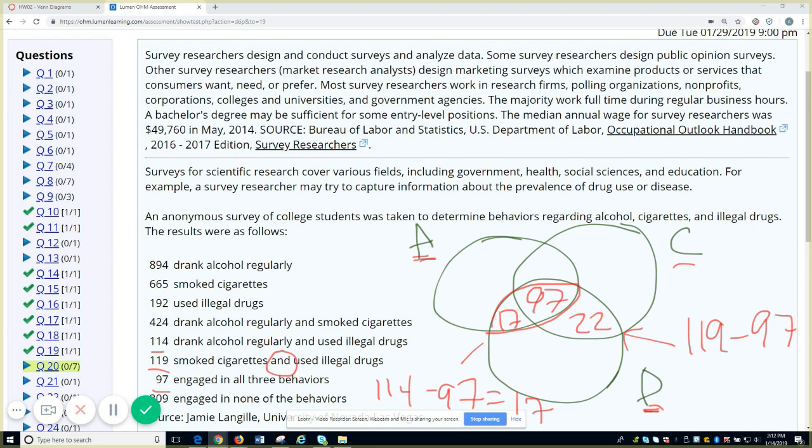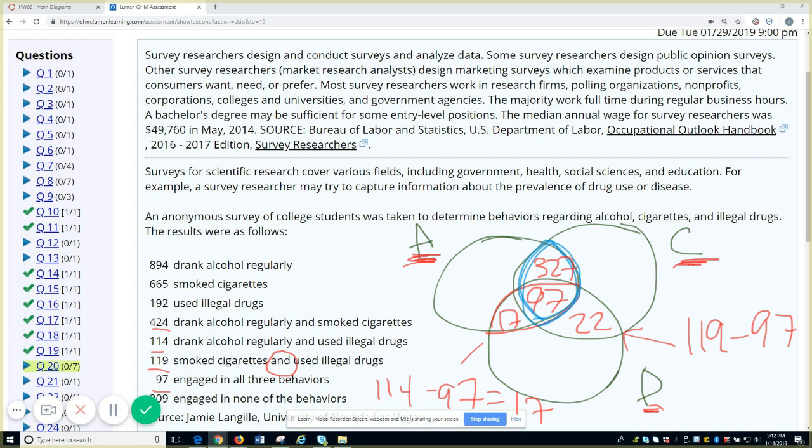Okay. And then the next number is 424 that drank alcohol and smoked. Okay. So that, of course, represents overlap between alcohol and the cigarette circle right here. However, we need to adjust that number. So 424, subtract out 97, gives 327 people who just drank alcohol and smoked cigarettes without doing any drugs.